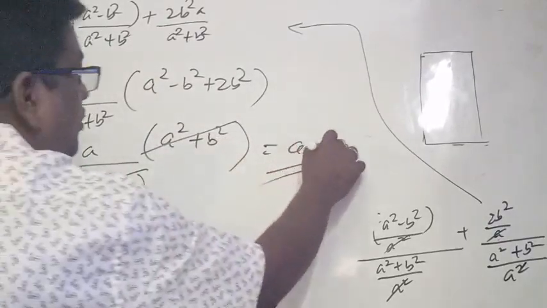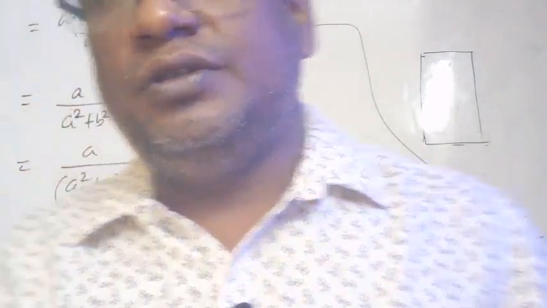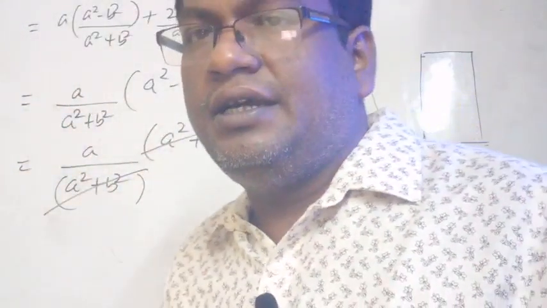This is the answer, the value of a cos 2 theta plus b sin 2 theta. Okay. This is the answer.